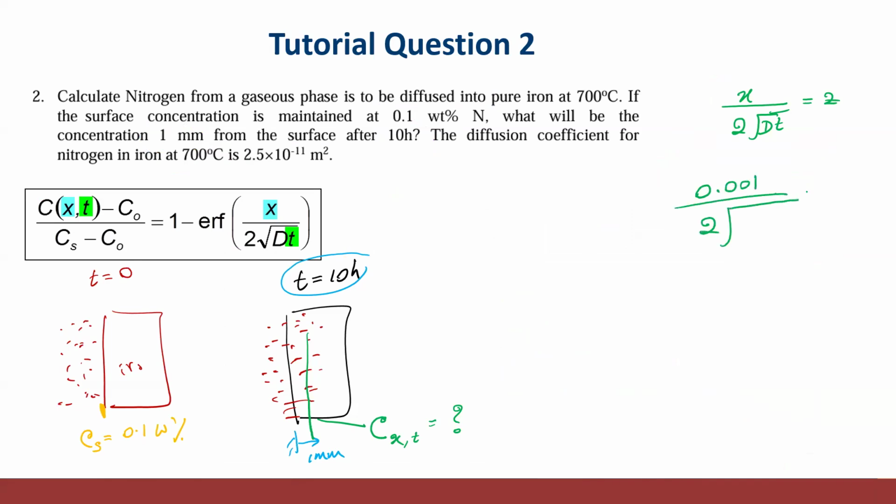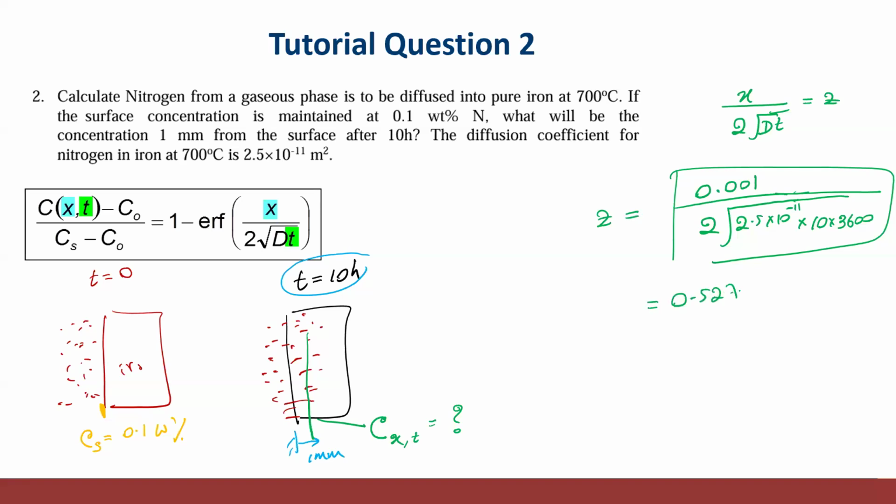Do we know D? 2.5 times 10 to the negative 11. The time is 10 times 3,600. So when you put this in the calculator, what do we get? 0.527. Do we all get this? Z is 0.527. Do we have that?